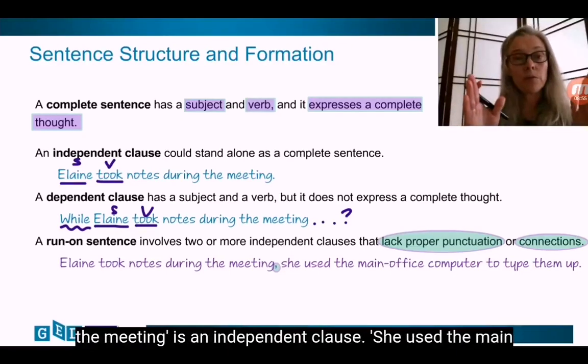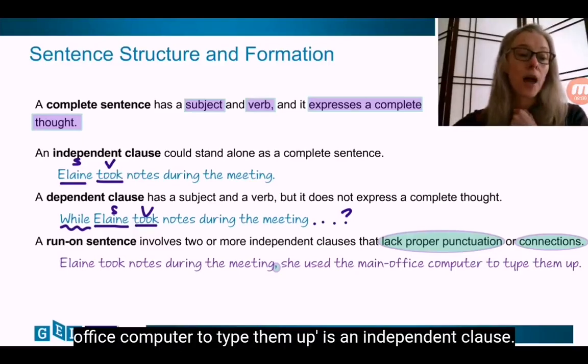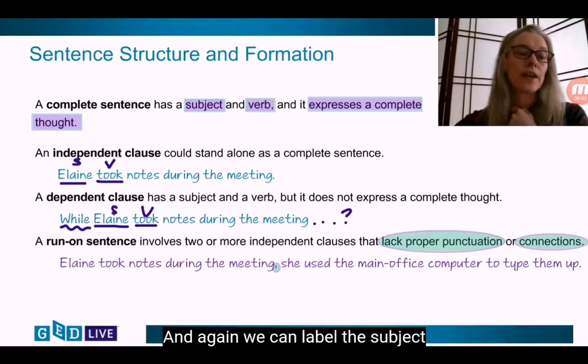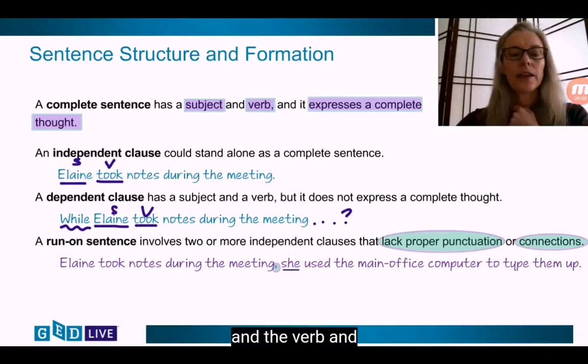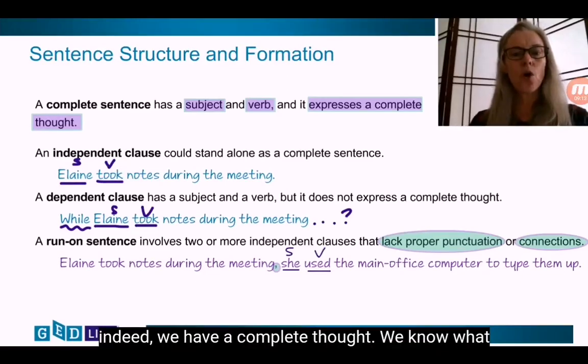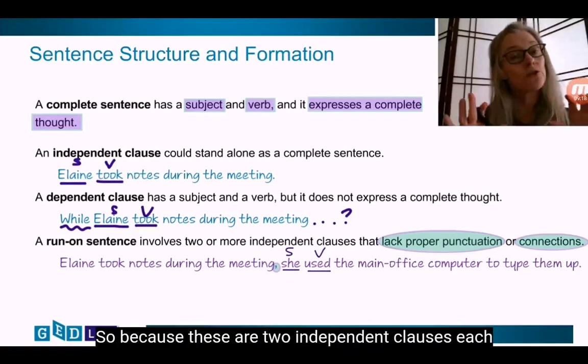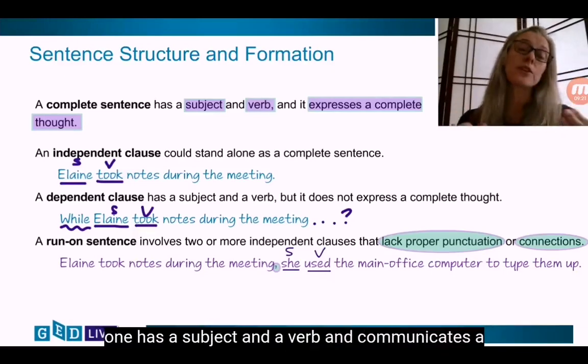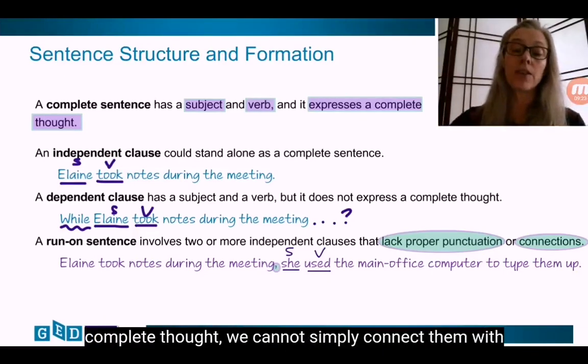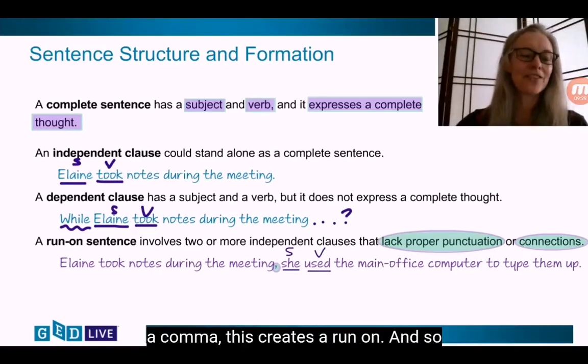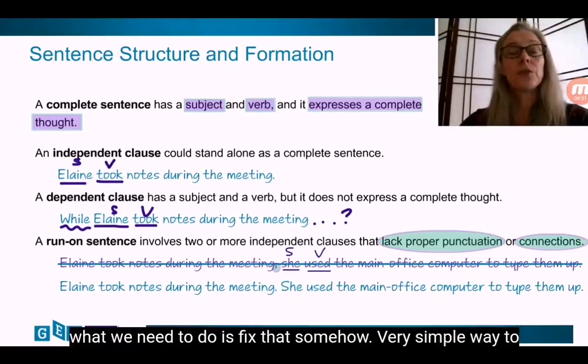So "Elaine took notes during the meeting" is an independent clause. "She used the main office computer to type them up" is an independent clause, right? And again, we can label the subject and the verb. And indeed, we have a complete thought. We know what she did with the main office computer. So because these are two independent clauses, each one has a subject and a verb and communicates a complete thought, we cannot simply connect them with a comma. This creates a run-on. And so what we need to do is fix that somehow.